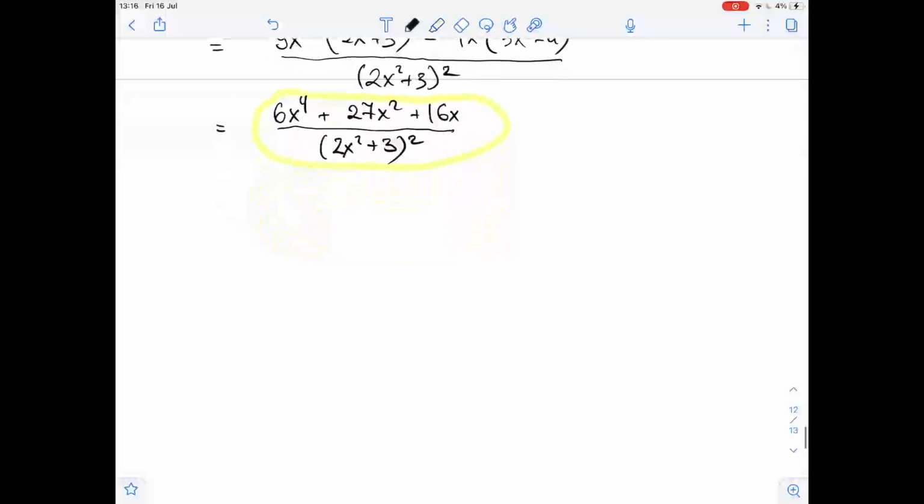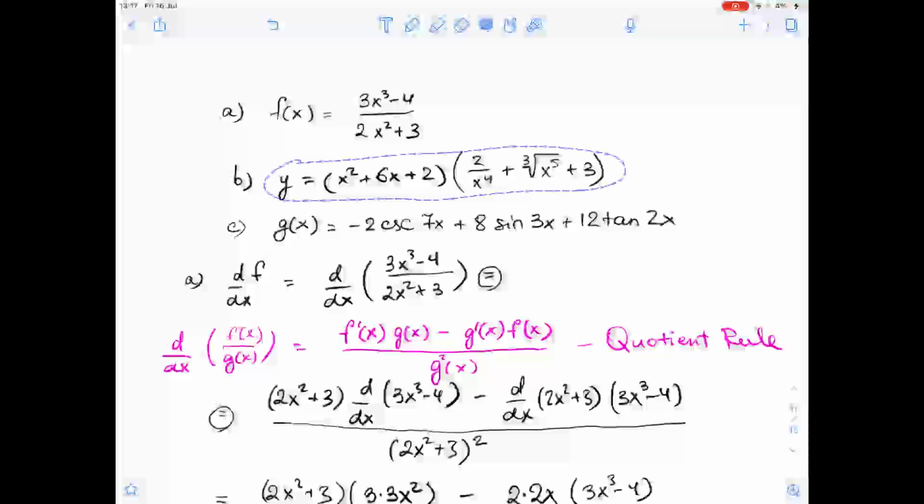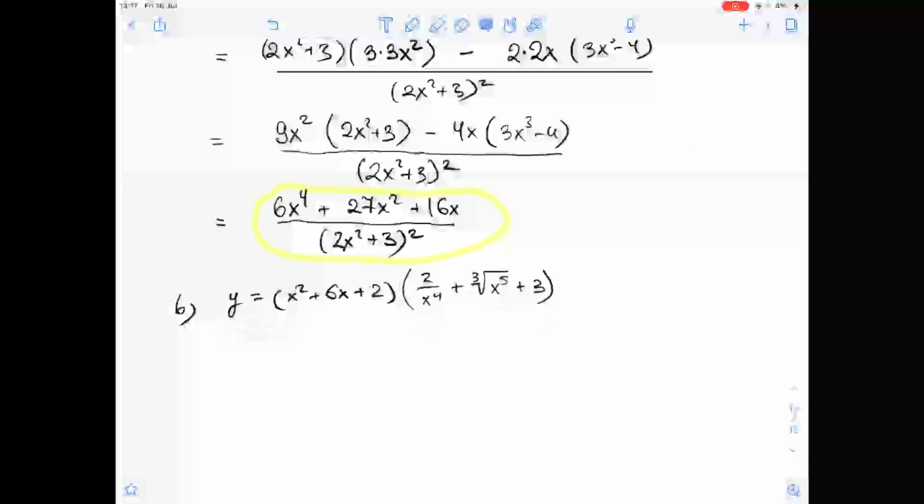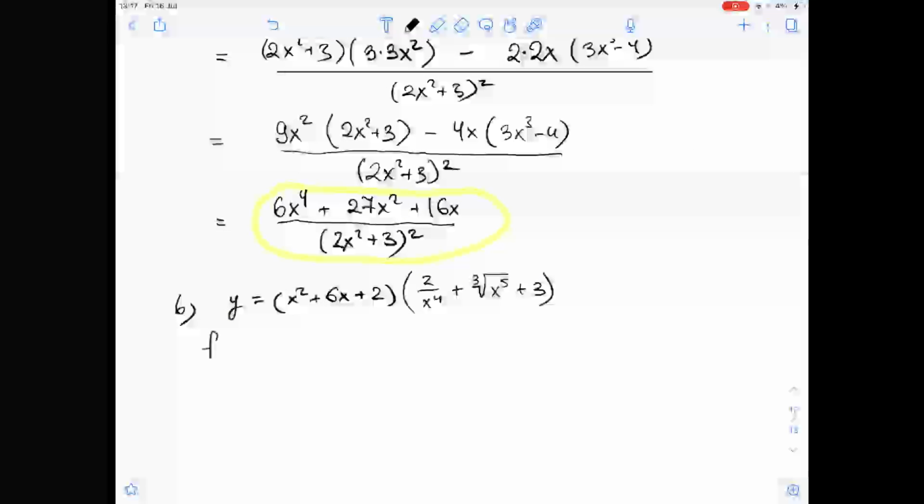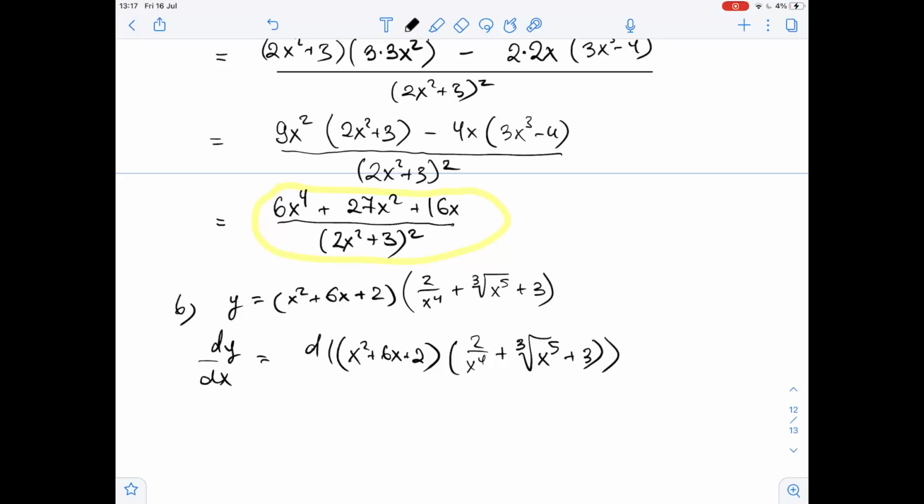Now let's do part B. So I'll copy paste the function in part B. So in order to find the derivative of y with respect to x, it equals the derivative of (x squared plus 6x plus 2) times (2 over x to the fourth power plus the cubic root of x to the fifth power plus 3) with respect to x. So here we will use the product rule.